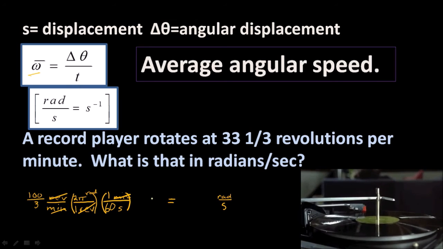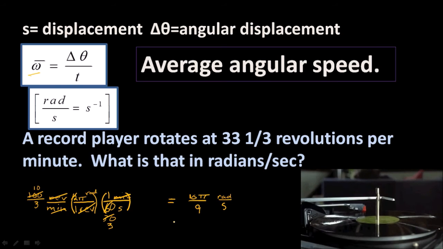Now it's just a matter of computation. Well, we can do a little bit of canceling here. Let's see. 2 cancels 60, leaving 30. 100 cancels 30 by dividing them both by 10, leaving a 10 up here and a 3 down here. And we've got a pi right there. So it's going to be 10 pi divided by 9 radians per second. And that's a good math class kind of answer.